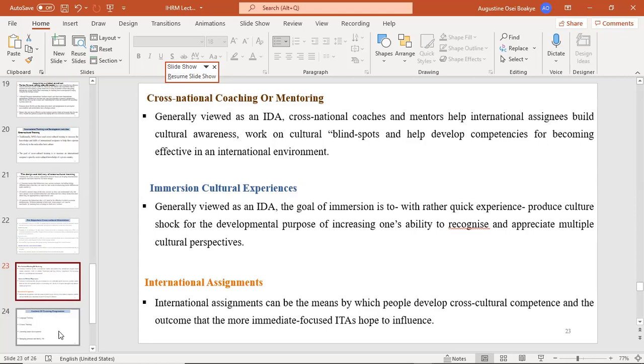The last one is international assignments. International assignments may be a means by which people develop cross-cultural competencies, and the outcome is the more immediate focus IDAs hope to influence. So when you give people the opportunity to embark on a lot of international assignments, that is, someone who has already embarked on one before, such people develop the acumen to be successful when it comes to future international assignments.